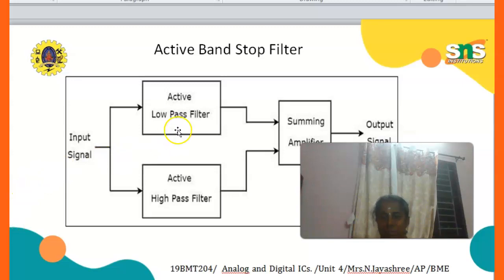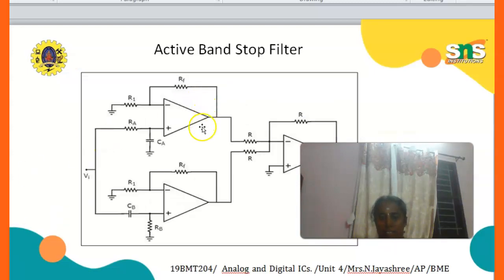Whereas in the band stop filter, on the upper side is the active low pass filter, and on the lower side is the active high pass filter. Both are connected in parallel, and together they receive the input signal, and finally it goes to the summing amplifier, and at last it gives the output signal. This is the main block diagram of the band stop filter.